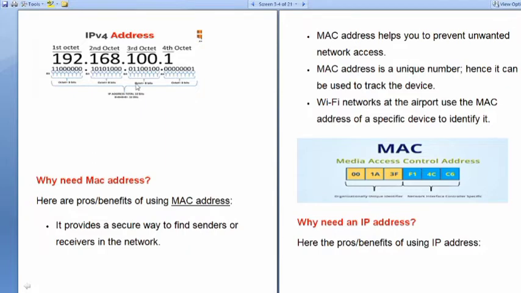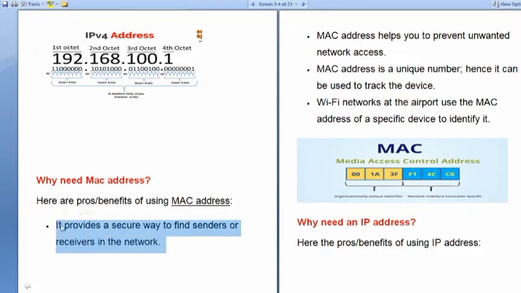So it means IPv4 addressing can give addresses to how many devices? 2 to the power 32 devices. Now the next thing, we came to know what an IP address is and what a MAC address is. Now why do we need a MAC address? A MAC address provides a secure way for senders or receivers in the network to find senders or receivers.